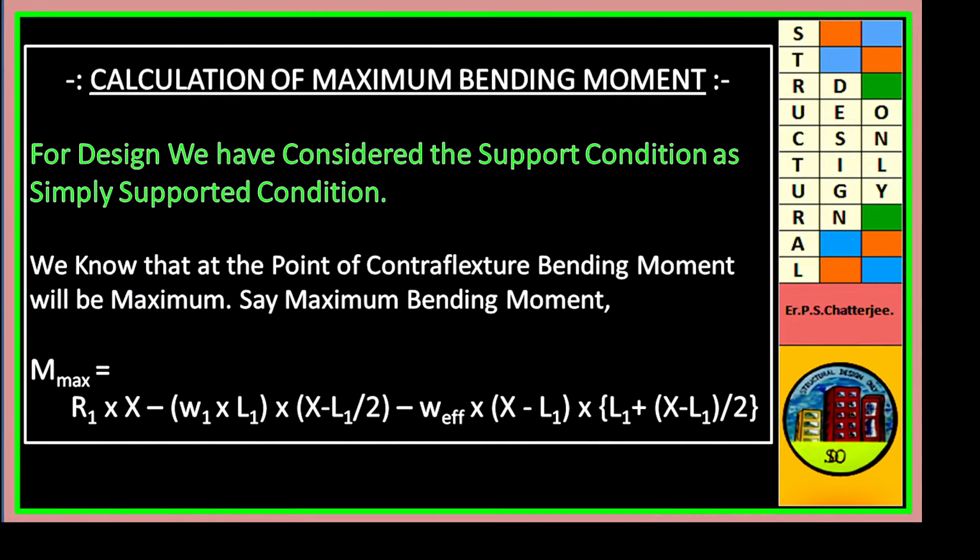Calculation of maximum bending moment. For design, we have considered the support condition as simply supported condition. We know that at the point of contraflexion, the bending moment will be maximum. So maximum bending moment M max is equal to R1 into X minus W1 into L1 into (X minus L1 by 2) minus W effective into (X minus L1) into (L1 plus (X minus L1) by 2).